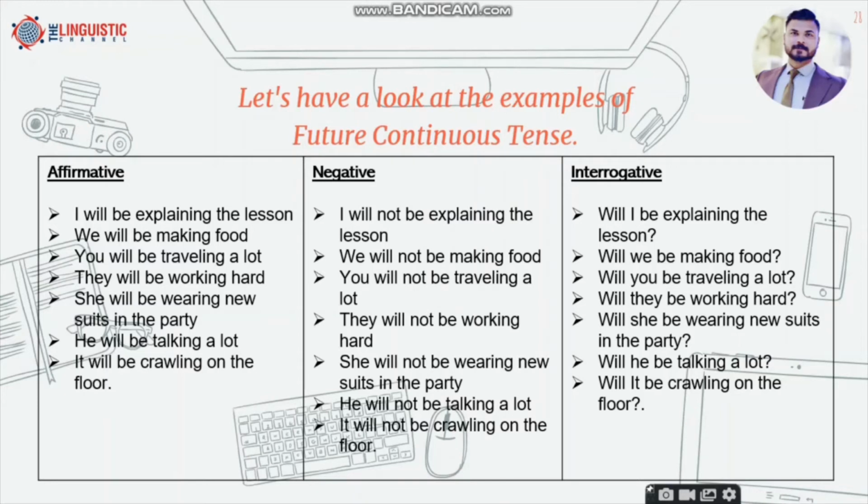Next example is we will be making food. हम खाना बना रहे होंगे. We will not be making food. हम खाना नहीं बना रहे होंगे. And will we be making food? क्या हम खाना बना रहे होंगे?